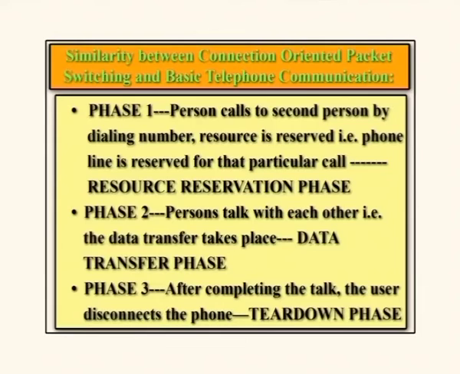Let us discuss the example of a landline phone, which uses connection oriented switching. When a person calls a second person by dialing a number, a resource is reserved, that is the phone line is reserved for that particular call. The phone at the destination rings, which is basically a request for connection. When the user at the destination picks the phone up, the connection is established, that is the virtual circuit is established. Picking up the phone means acknowledging the connection request. Now the persons talk with each other, that is the data transfer takes place. After completing the talk, the user disconnects the phone. Now disconnecting the phone means data transfer is over and the connection is released. That is, the established virtual circuit is torn down.